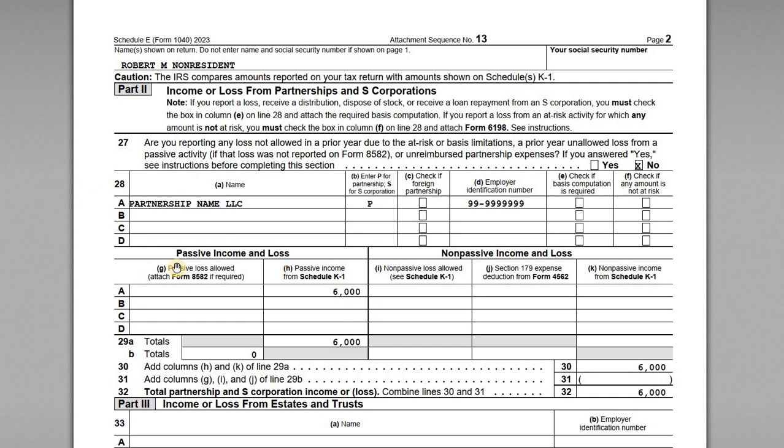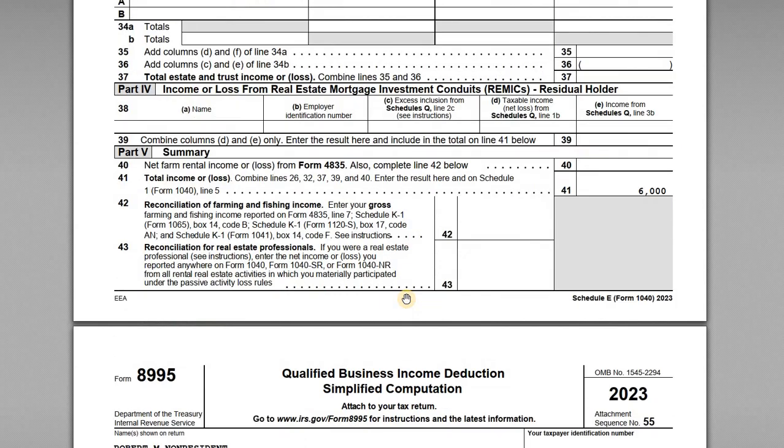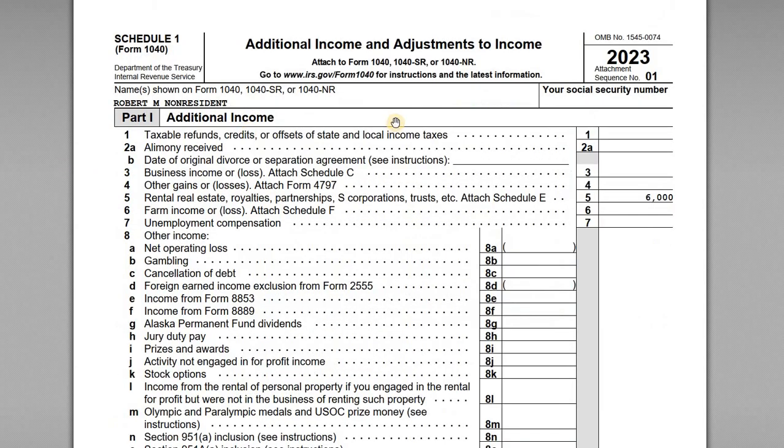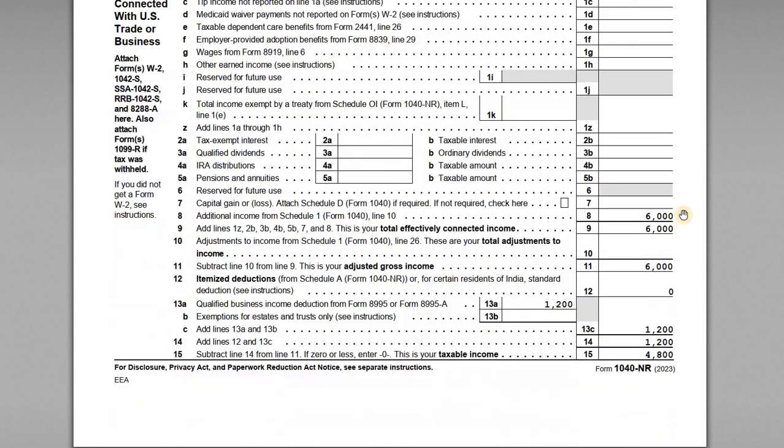And then this amount ultimately flows back up to Schedule 1. So we look at Schedule 1, we have the partnership income from line 5, right? And then this flows back up to page 1 of the 1040 NR. There's our $6,000. So he's recorded now the amount of net ECI that was allocated to him.